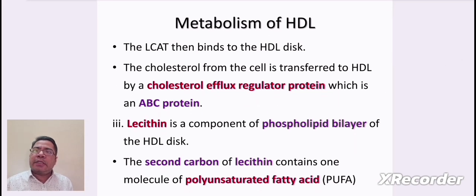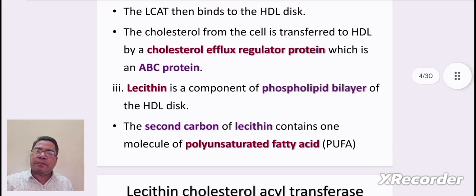The LCAT then binds to the HDL disc. The cholesterol from the cell is transferred to the HDL by a cholesterol efflux regulator protein, which is an ABC protein. Lecithin is a component of the phospholipid bilayer of the HDL disc. The second carbon of lecithin contains one molecule of polyunsaturated fatty acid.